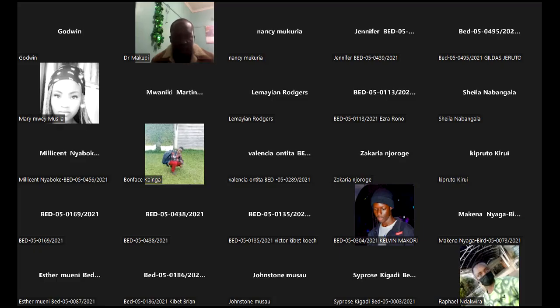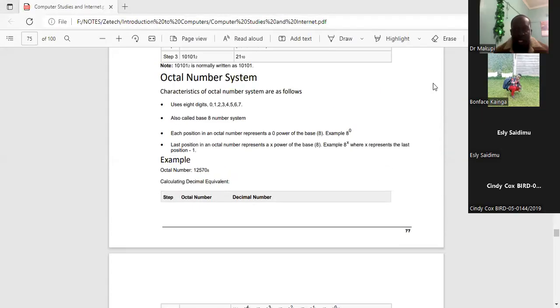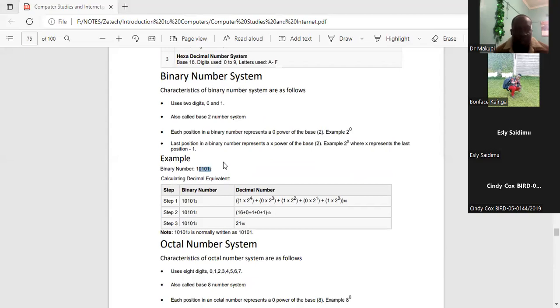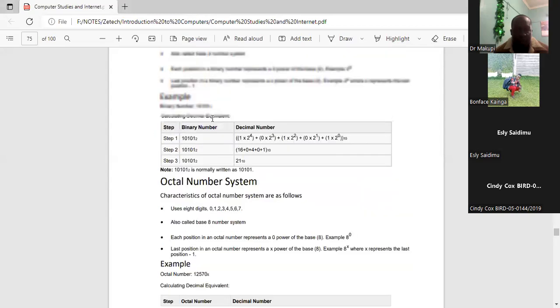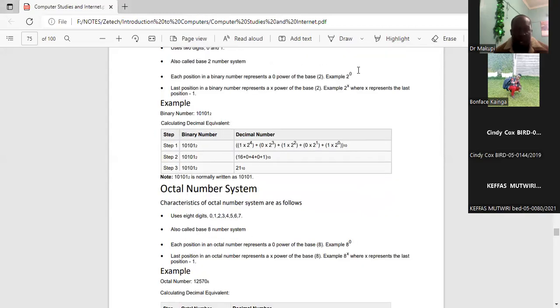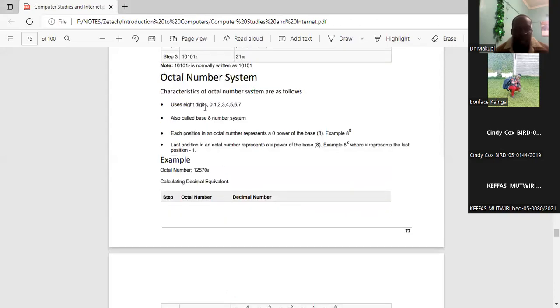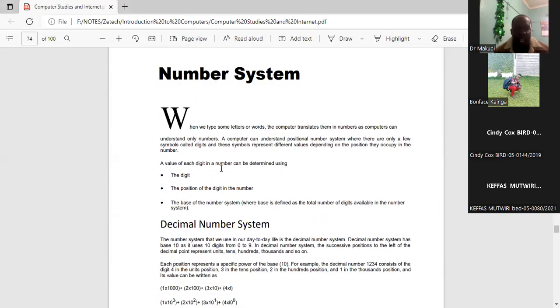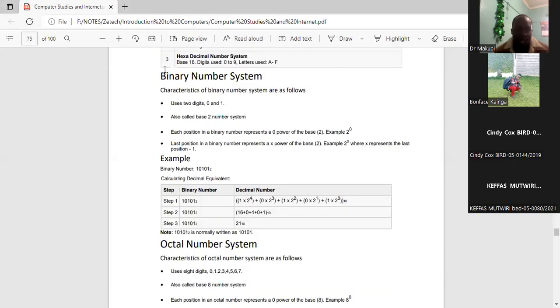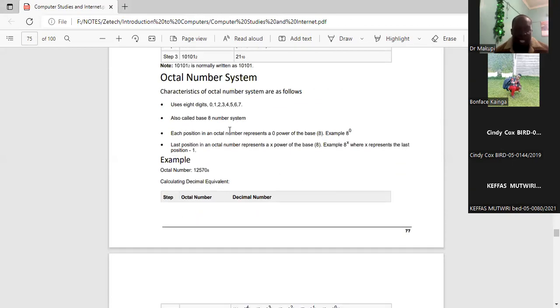We proceed to octal numbers. So once you have understood binary numbers, you should be able to understand the other ones quite easily. So octal numbers, as we have agreed, are numbers ranging from 0 to 7, and they are normally known as base 8. So you understand now what I mean by base 8. And remember, from the definition I emphasized that the value of a digit in a number is determined by the digit itself, the position, and the base. And you have seen binary is base 2, octal is base 8. As you have said, octal numbers use digits 0 to 7, and they are also called base 8.